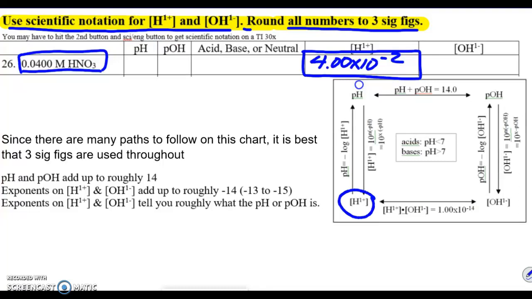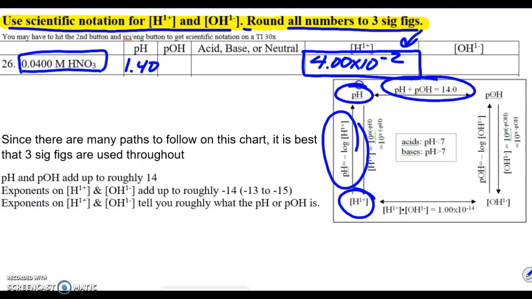So I have this. Now I'm going to go up and I'm going to get my pH right away. pH is equal to the negative log of that number. My pH should be around 2 because the exponent is 2 there. If I use this particular setup right here correctly, I end up getting 1.40 as my answer. Now I'm going to do my POH. pH plus POH equals 14. So I do my subtraction there, and I get 12.6.